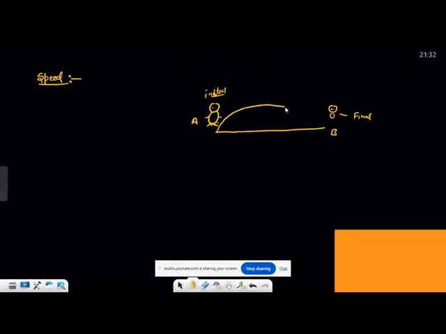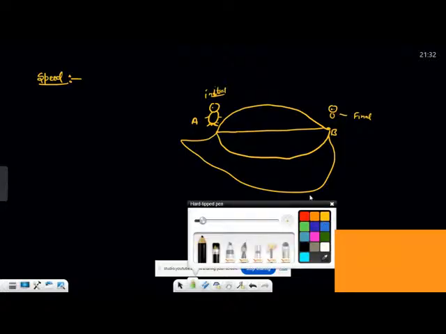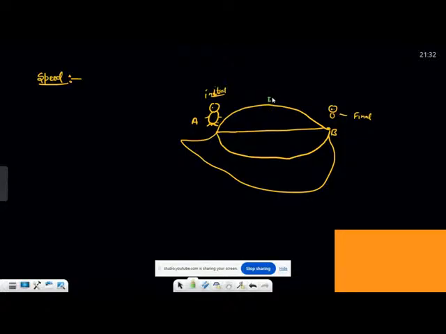Then the body has multiple routes to go from point A to point B. The body can move through this route, it can go through this path, it can go from this path. Here we can say that there are multiple paths to go from point A to B. Suppose the body chooses path number 1 to go from point A to point B.